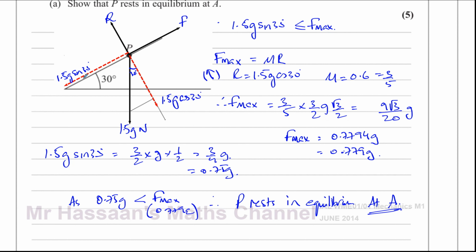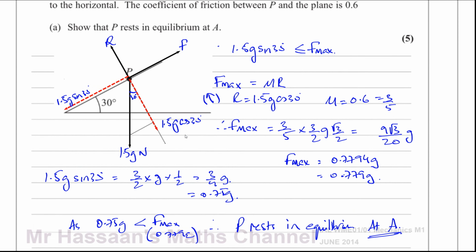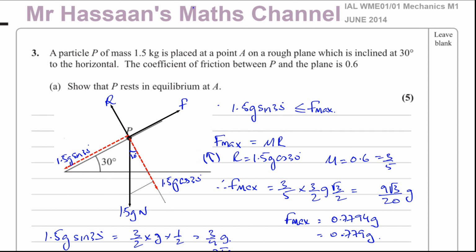As soon as that increases over F max, it will then not be in equilibrium and it will start sliding down the plane. Okay, so there's the answer to part A, which I've revisited after all these years. Now I'm going to go on to part B, parts 1 and 2, which is what the students were asking me for on the channel. So I'm going to go through that now.